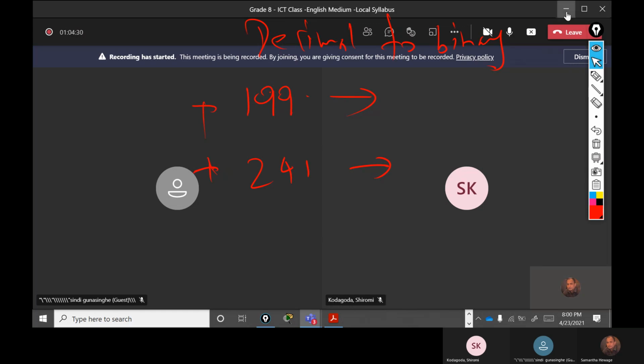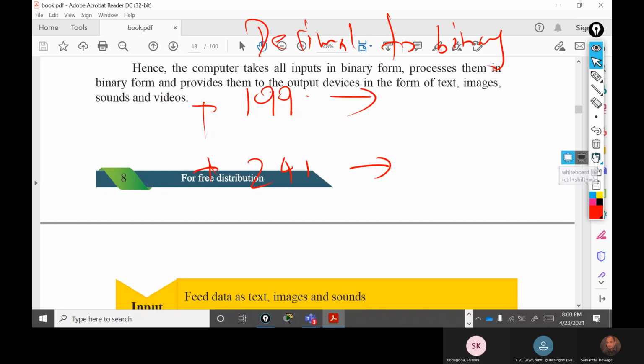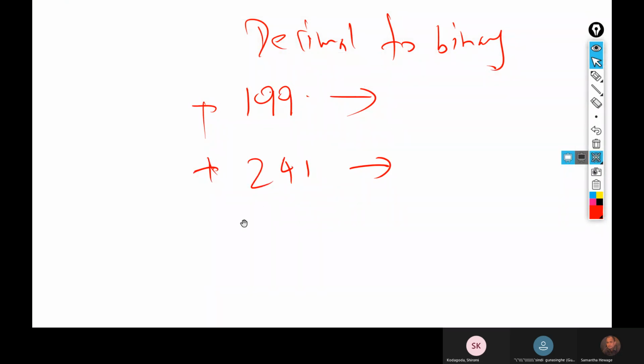Hi, Ronaldia. Hi, sir. Yeah. Ronaldia, we have given two calculations, 199 and 241. You are going to convert this into binary.